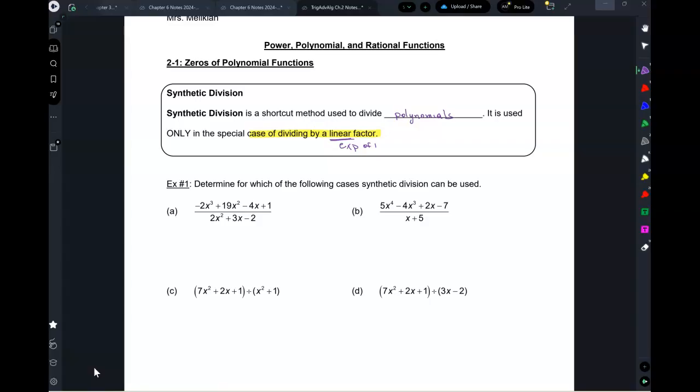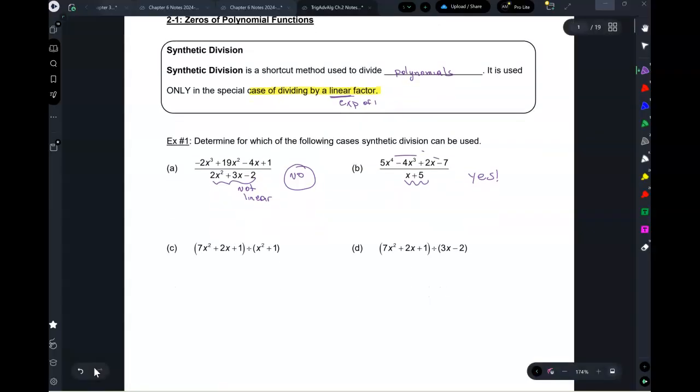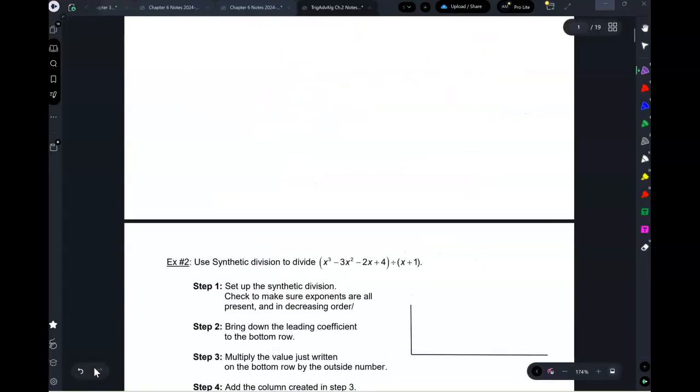In this case, I have this divided by this, not linear, right? This bottom one is not linear. So no, we can't use synthetic division on this. This one, I'm dividing that monstrosity by a linear term. So yes. This one, no, because x squared is not linear. This one, I have 3x to the power of 1 minus 2, so yes, possible.